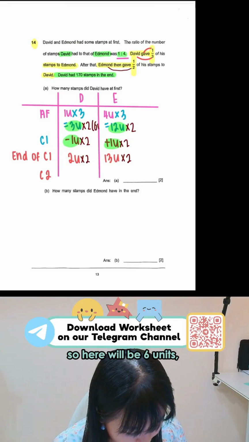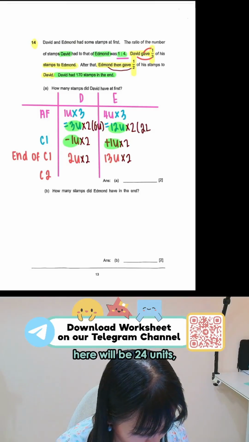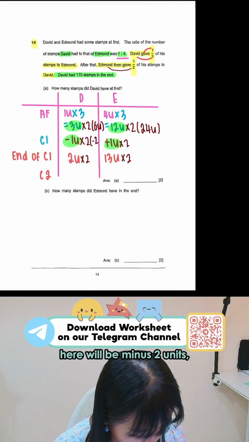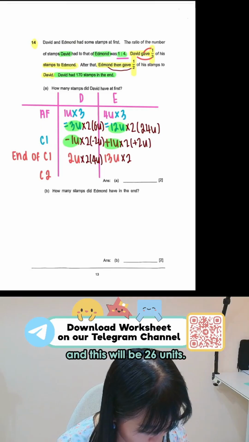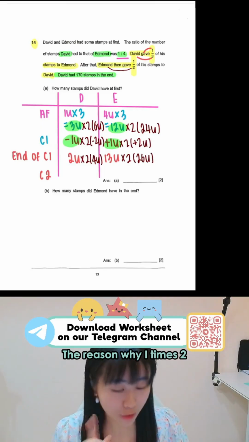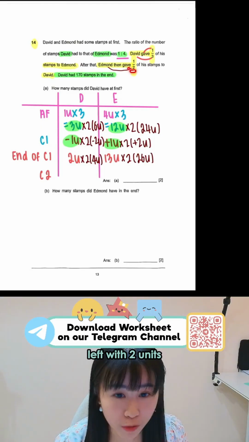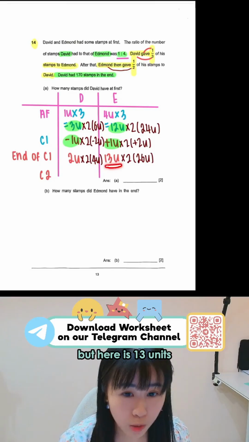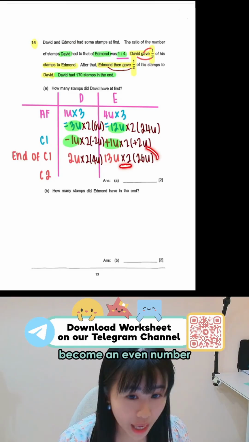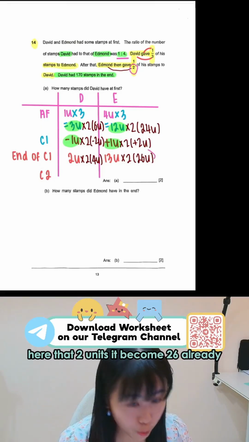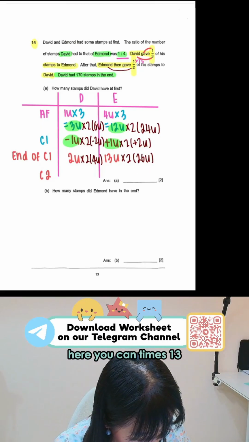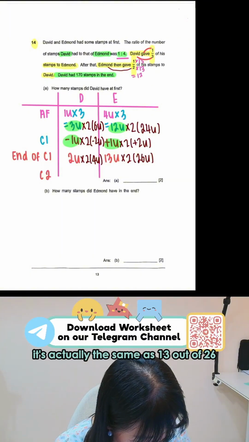So here will be 6 units, here will be 24 units, here will be minus 2 units, here will be plus 2 units, here will be 4 units, and this will be 26 units. Okay, the reason why I times 2, because Edmund here should be left 2 units, but here is 13 units. I times 2 such that it can become an even number that can be the same as the 2 units here. Here, that 2 units, it becomes 26 already, right? Here you can times 13, 13 is actually the same as 13 out of 26.